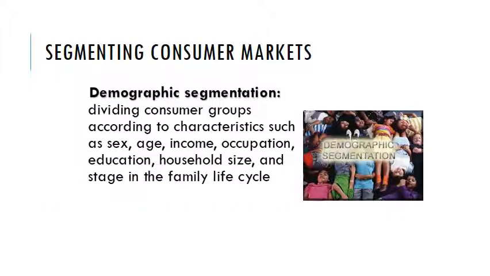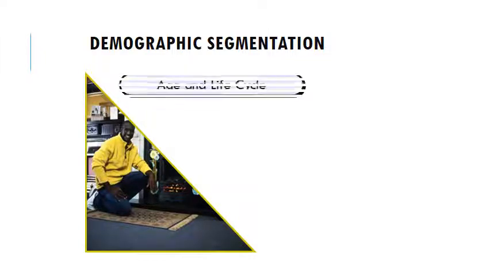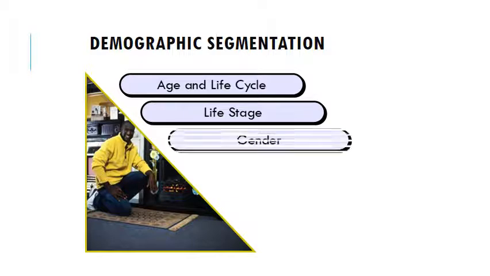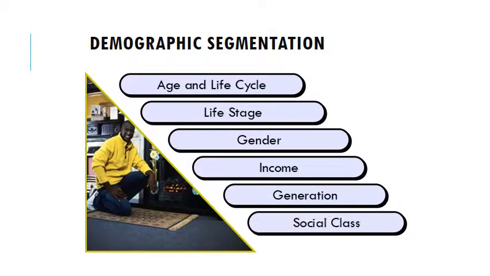The second classification for segmenting the consumer market is based on demographic factors. All of you might know that demographics is basically age, income, sex, occupation, education, size of your household, stage of your family life cycle, even your age life cycle. So demographic segmentation uses these factors: age and life cycle, life stage, gender, income, generation, social class, etc.